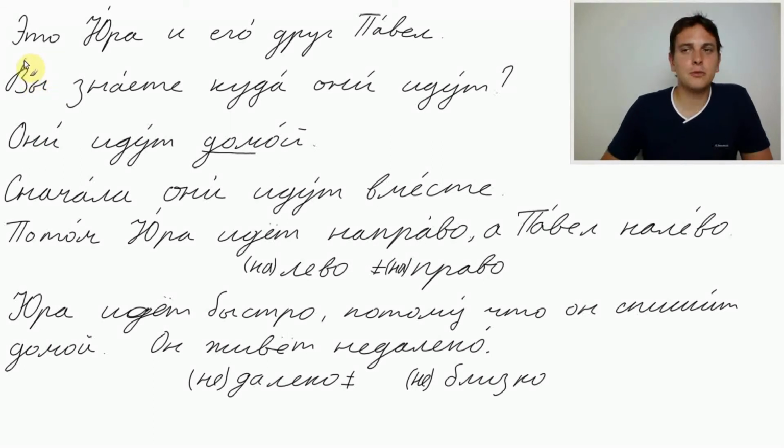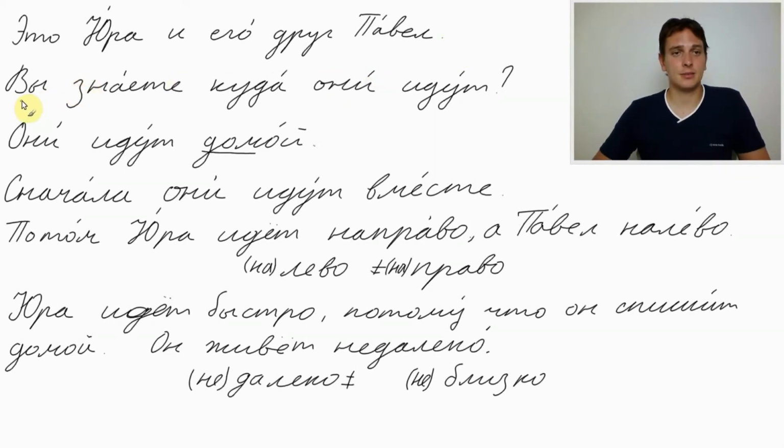Now, the monitor is full. Let's repeat a little bit. I will pronounce every sentence once, so don't worry. We won't repeat them too many times. Это Юра и его друг Павел. Repeat after me. Read after me. Это Юра и его друг Павел. Try to read the sentence and try to pronounce it with the emphases.